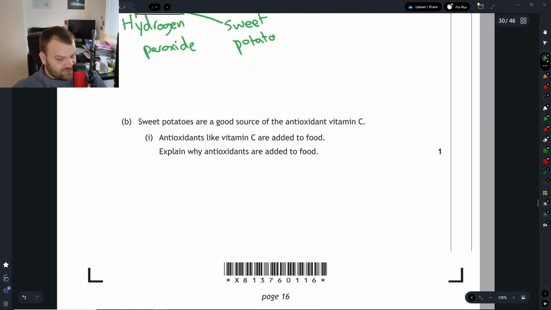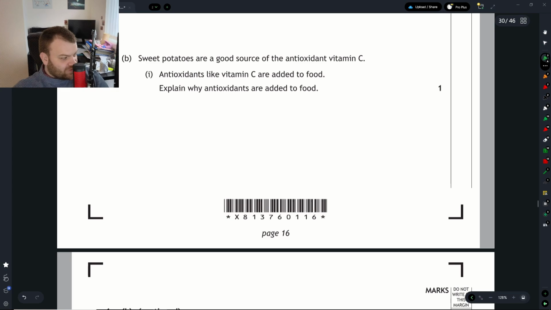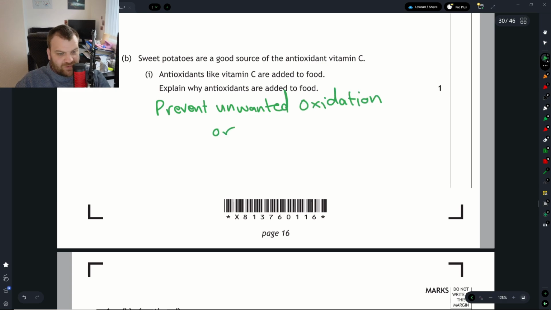For that one, moving on. Antioxidants, they prevent oxidation of other chemicals. They react with free radicals. We want something to do with that. Antioxidants' job is to prevent unwanted oxidation. You could talk about the fact that without them, foods could go rancid.